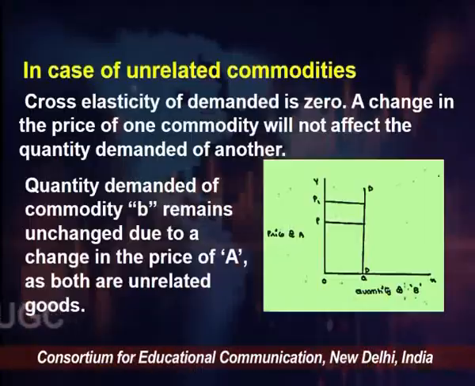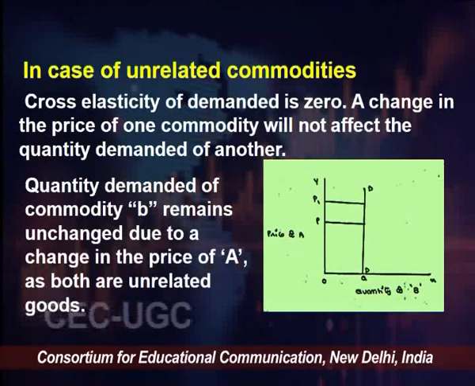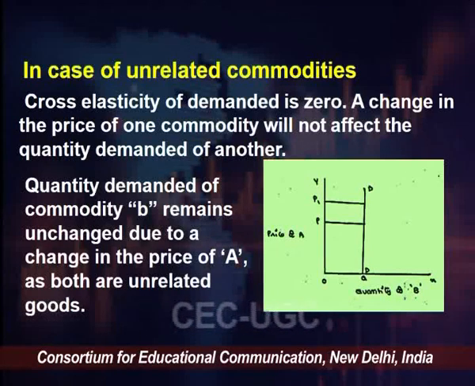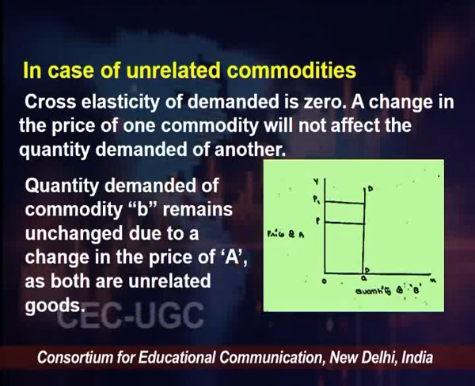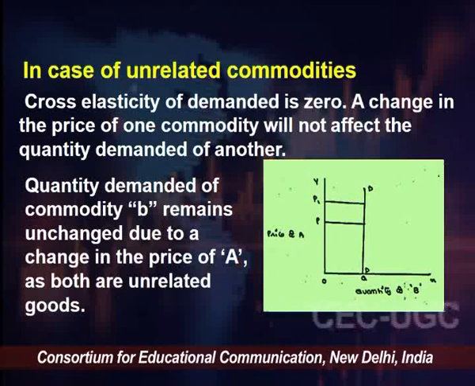And in case of unrelated goods, because there can be goods which are not related to each other, their cross elasticity of demand is zero, and here the demand curve will be a vertical line. So a change in the price of one commodity will not affect the demand of the other commodity at all, because they are not related at all.